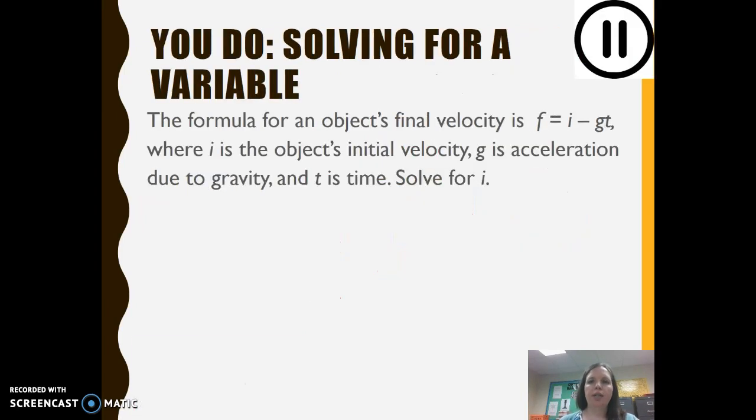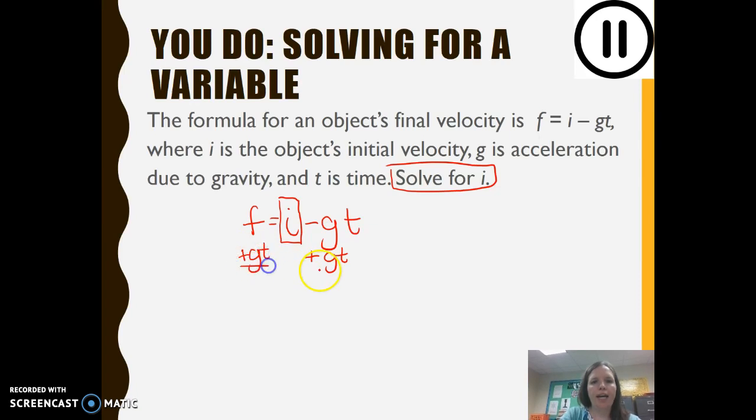So you're going to try this one, pause, and try it and come back. We're solving for I. If I look at my equation, I have f equals I minus gt. This can turn into a very different problem if you solve for a different variable. So make sure you're isolating the correct variable. I'm isolating I. So to get I alone, I has a subtraction happening to it. So how am I going to undo that? I'm going to do the opposite operation.